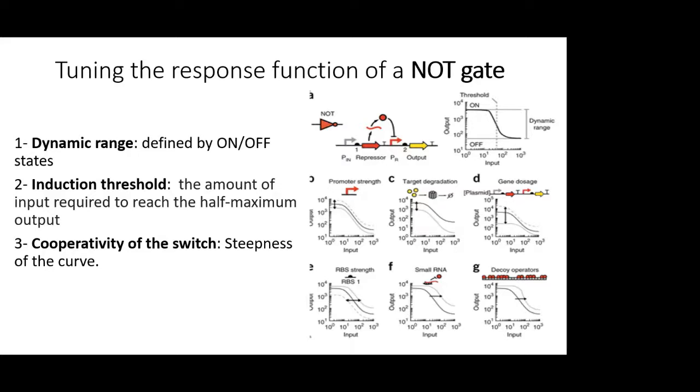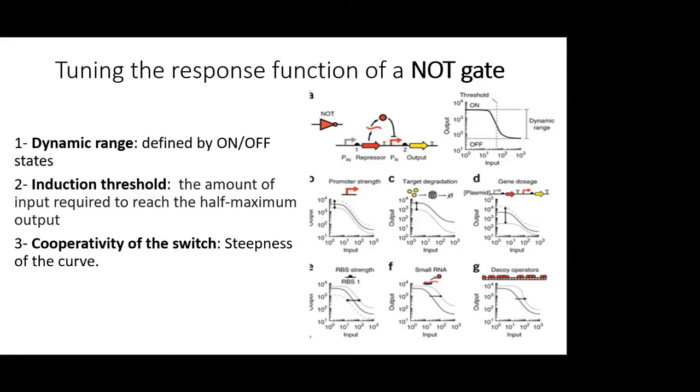So this defines the on and off states. If you exceed the threshold, you go to another state of the NOT gate. For example, if your input exceeds the threshold for the activation of the NOT gate, you could trigger the other state of the gate. And you have the cooperativity of the switch, which is simply the steepness of the curve, the switch-like behavior of the response function.